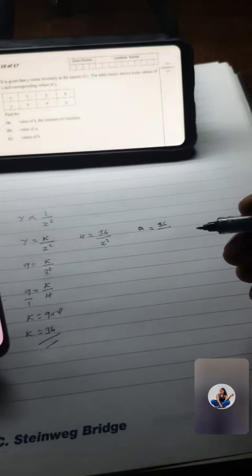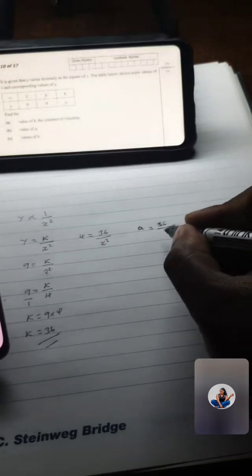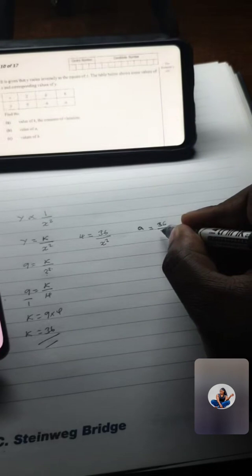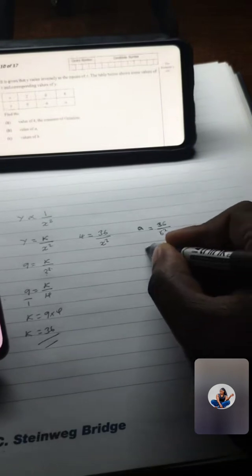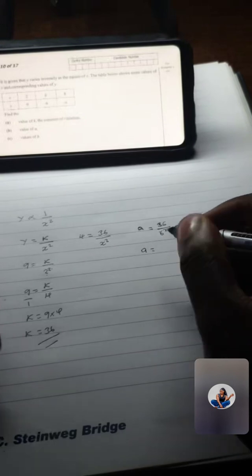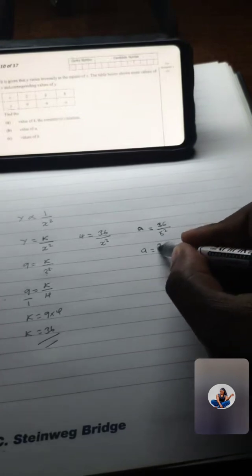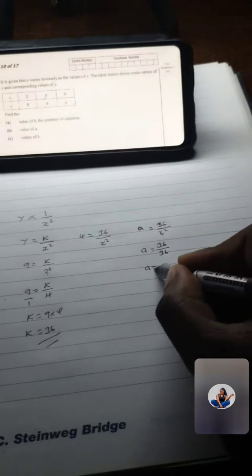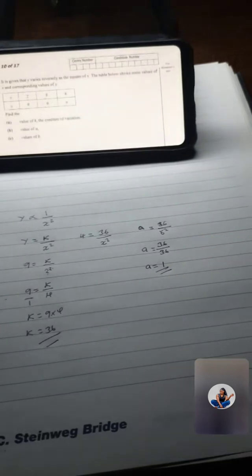What is our x? 6. So it'll be 6 squared, right? Yes, sir. What is 6 squared? 36. Is A equal to 1? Yes, sir. Yes, it's equal to 1. Okay.